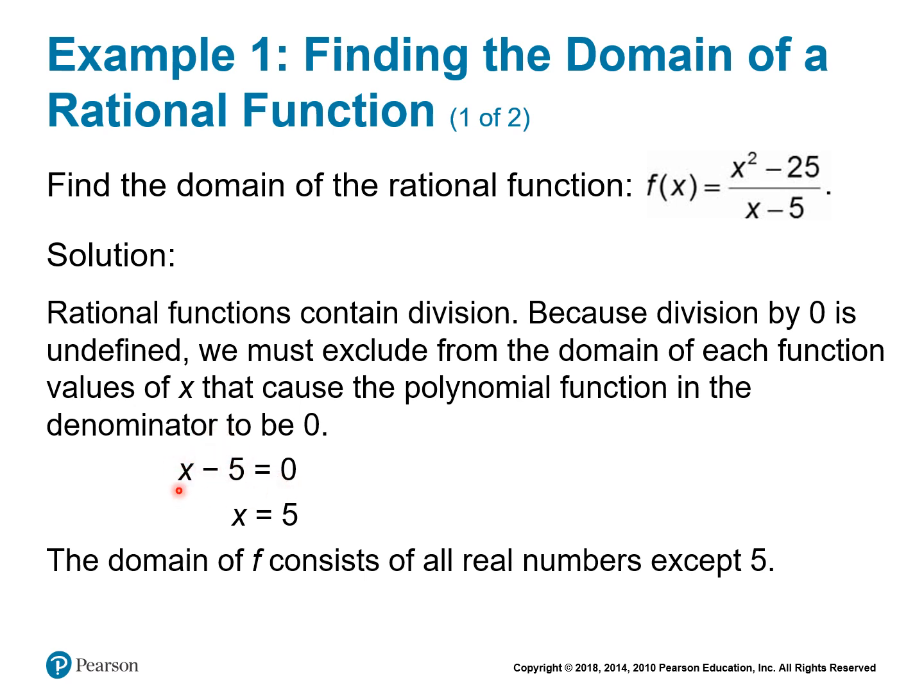So we just solve for x. This is a very simple equation. X minus 5 equal to 0. Move the minus 5 to the other side, so x equals positive 5. So the domain of f consists of all real numbers except 5. All right. So we can include any value from negative infinity to positive infinity into the domain of this function, but we cannot allow 5 to be included in the domain.